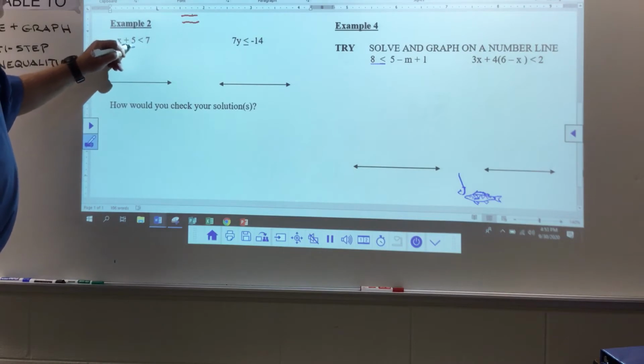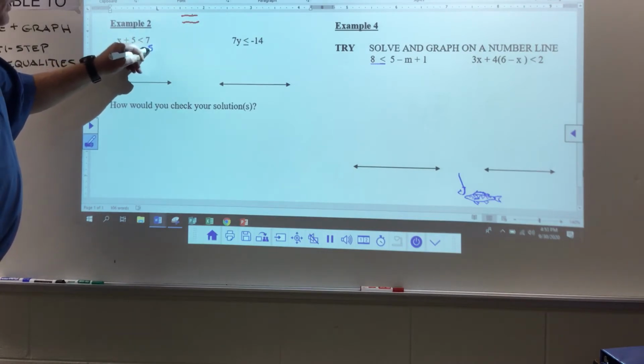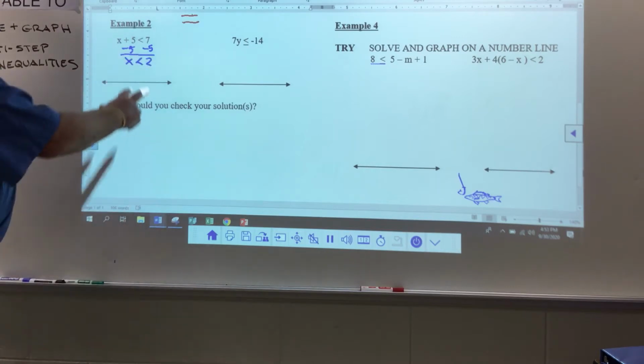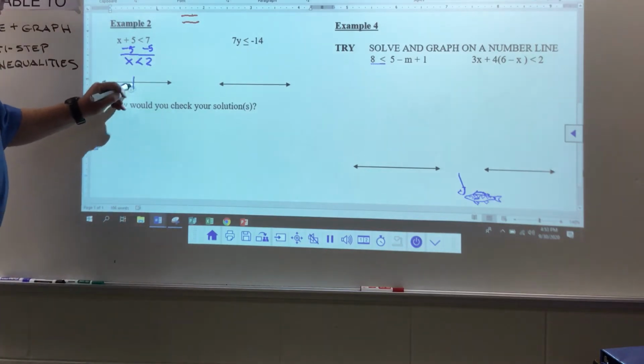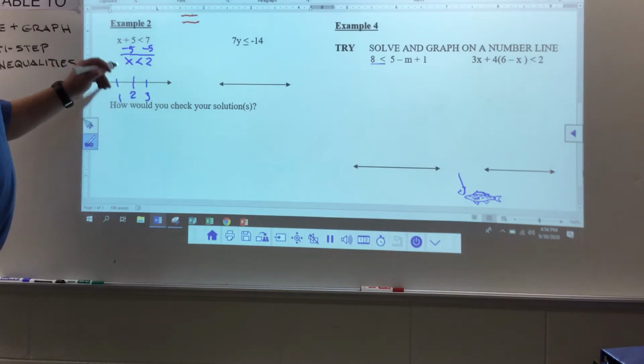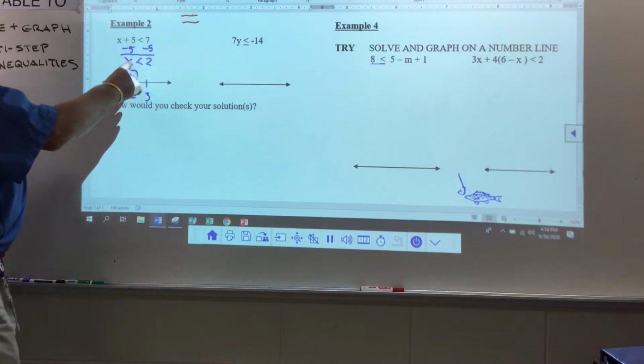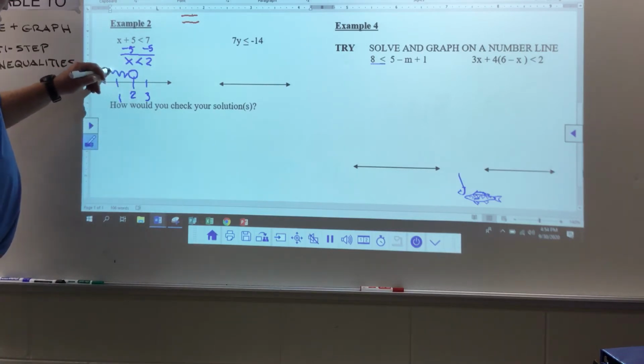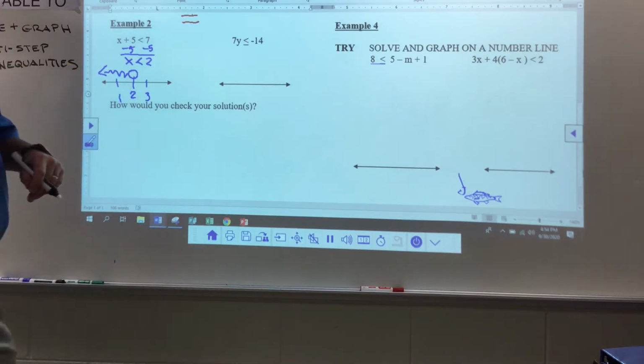Let's just go ahead and subtract 5 from both sides like we have been doing. And we have x is less than 2. Once we get to that point, we're pretty much home free. We're going to put a 2 on there, maybe a 3, maybe a 1. We'll use an open dot, and x is being pointed at, so we know that that's less than, so we're going to shade to the left.